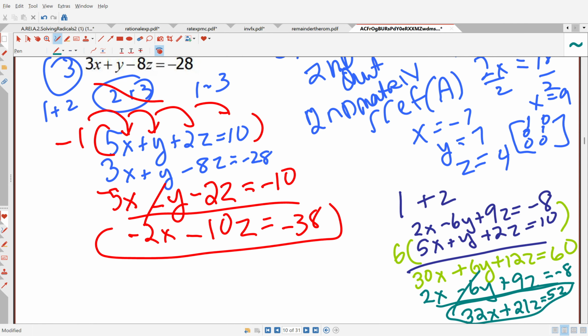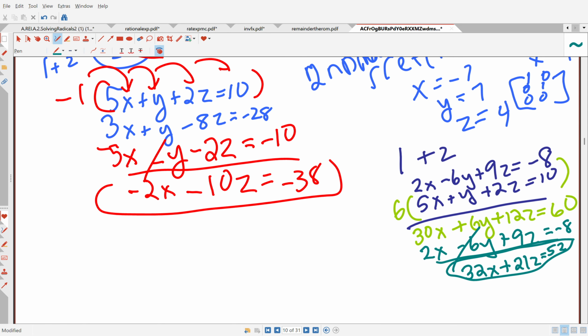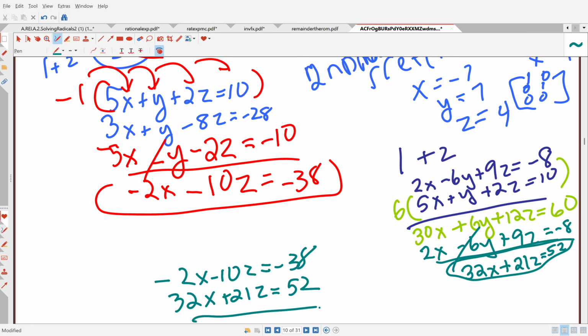Now, the next step is you put the two things you boxed on top of each other. So we have -2x minus 10z equals -38. And 32x plus 21z equals 52. Oh, these are crappy examples. I am going to get rid of the x because they already have opposite signs, and I just have to multiply the top by one number. Do you know what number it is?